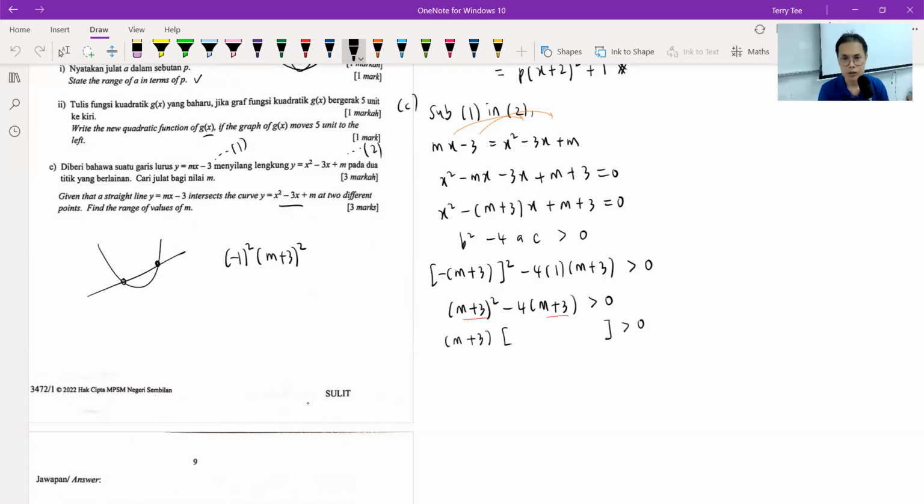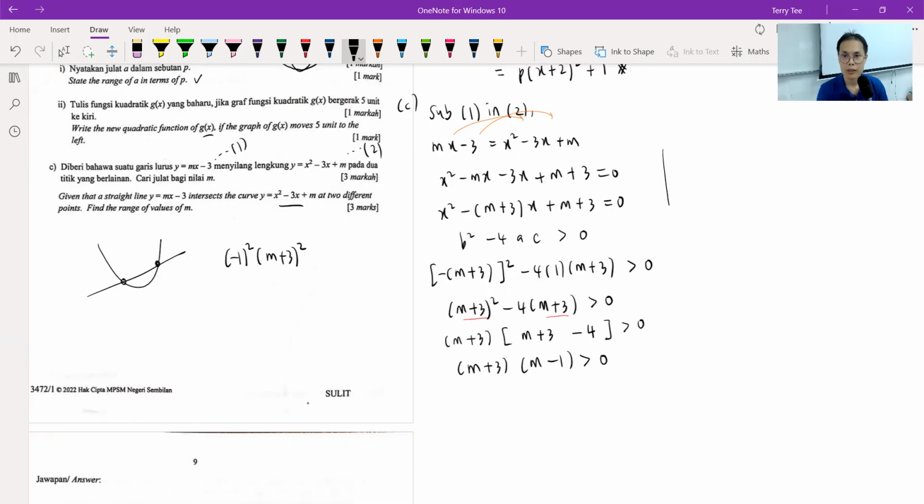When you take out m plus 3 from the first one, we are left with an m plus 3. If I take out m plus 3 from the second one, I'm left with negative 4. Now take note of whether you put a bracket here or you don't put, it doesn't really matter, right? So you're left with m plus 3 and m minus 1 more than 0.